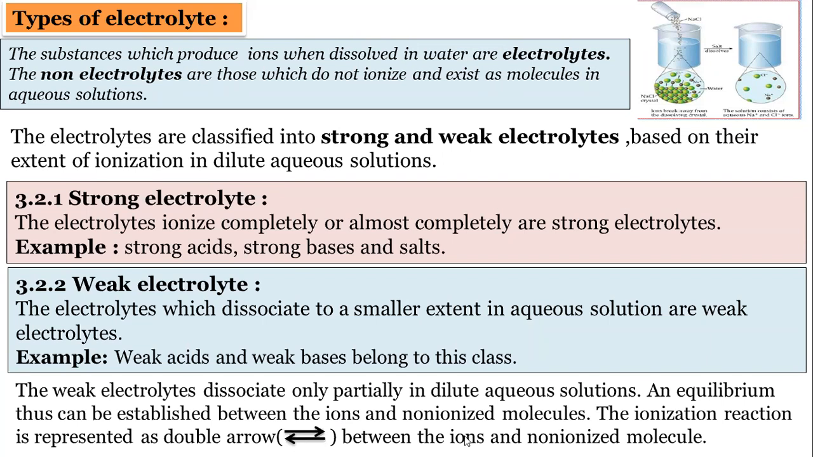And this is shown with a double arrow. When the double arrow is there, we have to understand the dissociation is not complete, it is partial, so it is a weak electrolyte. When there is only a single arrow, the dissociation takes place completely, it is a strong electrolyte. So the double arrow indicates there is equilibrium between ions and unionized molecules, remember.